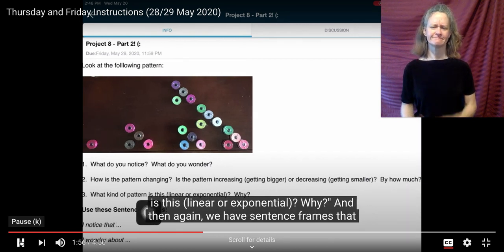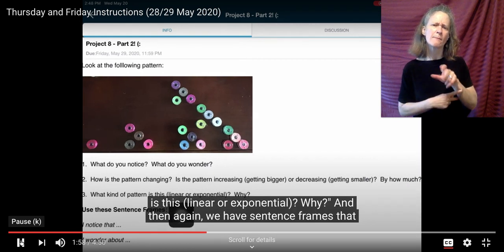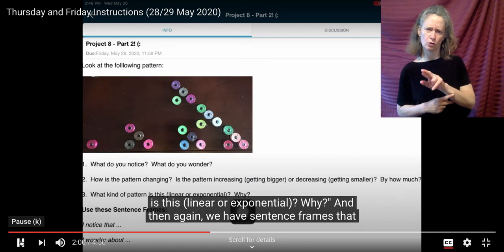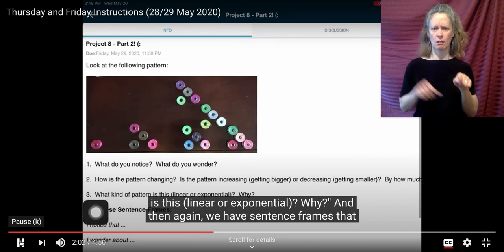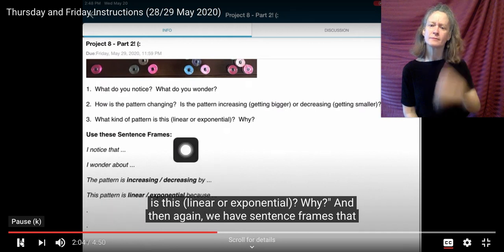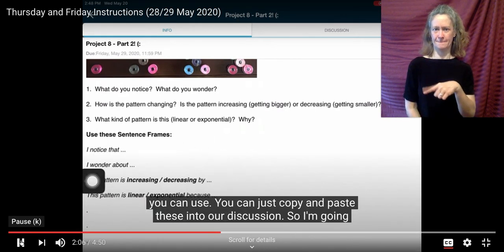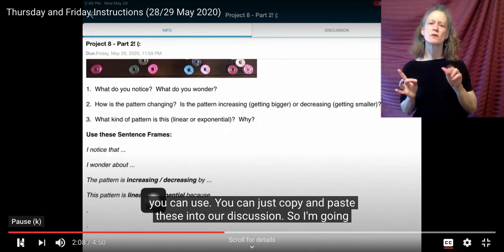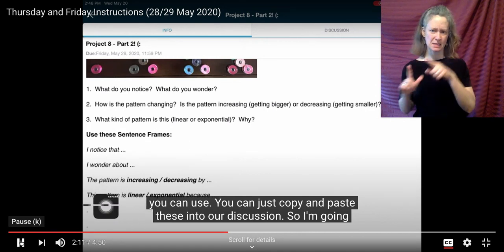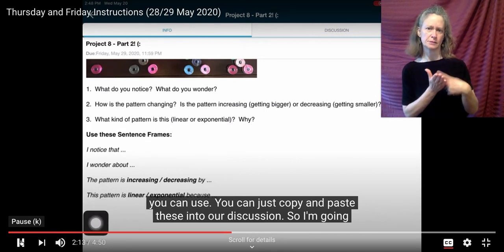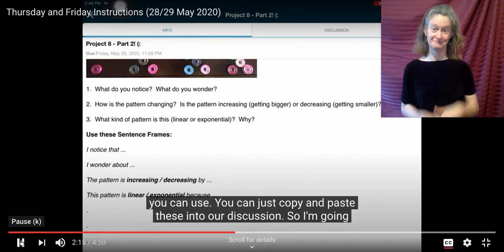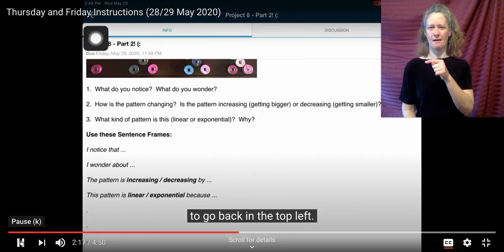What kind of pattern is this? Linear or exponential? Why? And then again, we have sentence frames that you can use. You can just copy and paste these into our discussion. So I'm going to go back in the top left.